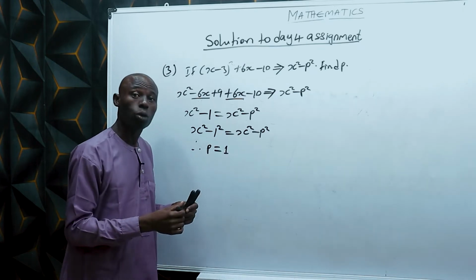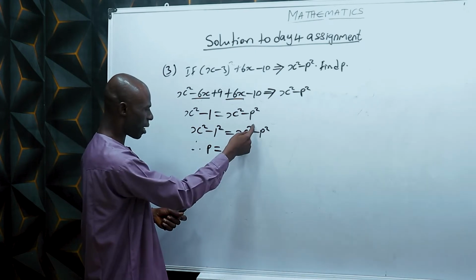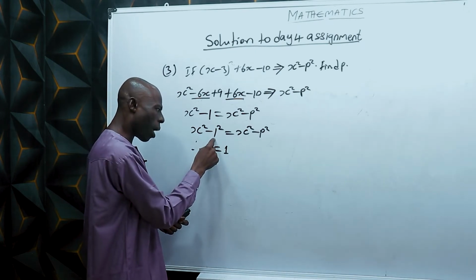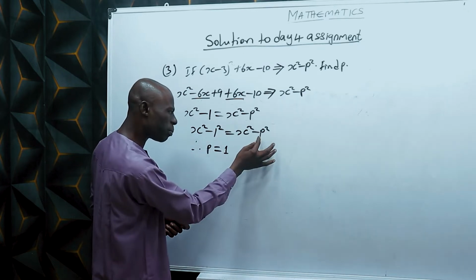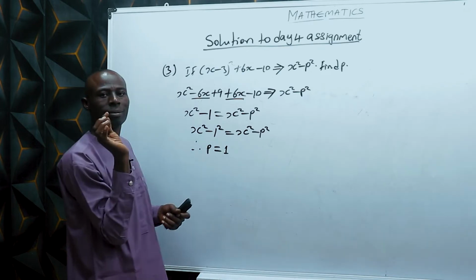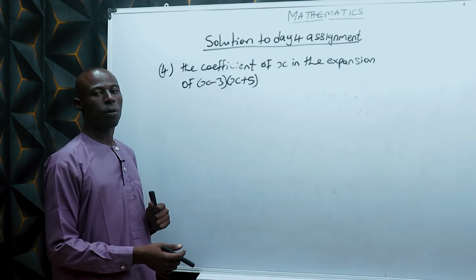P is equal to 1. You can see by comparison: x squared, 1 squared, versus p squared. That means p is standing in the position of 1. So p equals 1. Question 4.